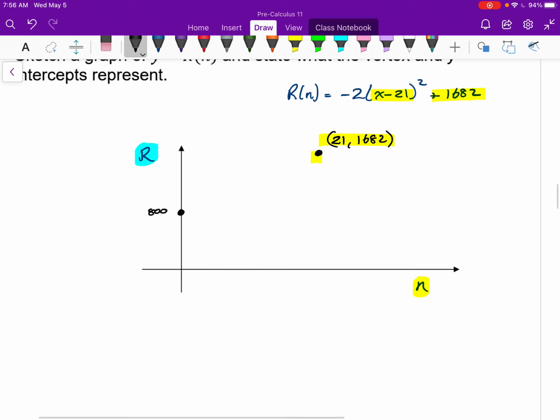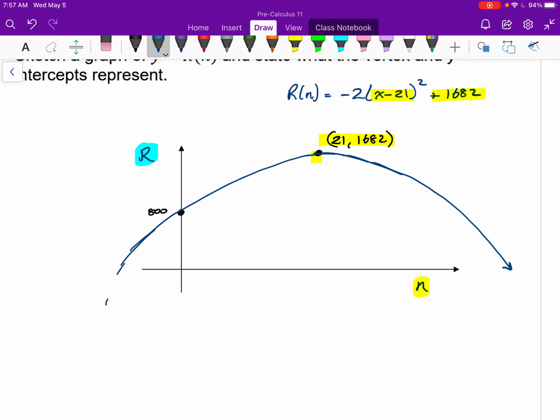And I know all parabolas are symmetrical, so I know this has got to look something like this. Actually, yeah, that's good. I'll go with that. And then goes back down. OK, that's my kind of lousy, but good enough sketch of this revenue function.